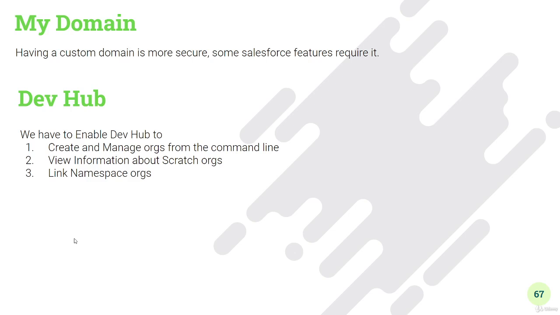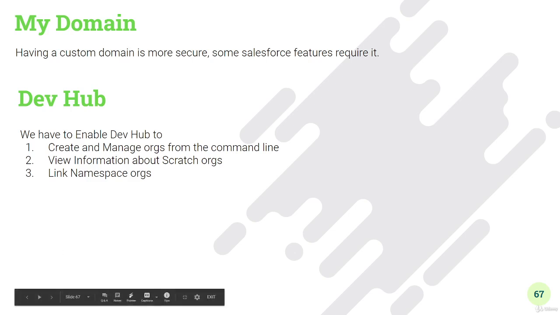So the first thing we're going to do is create our My Domain, and the second thing is we're going to enable the DevHub option in the developer org that helps us to create and manage the orgs from the command line. It also helps us to view the information of the scratch org that we have created, and it also links the namespace to the orgs.